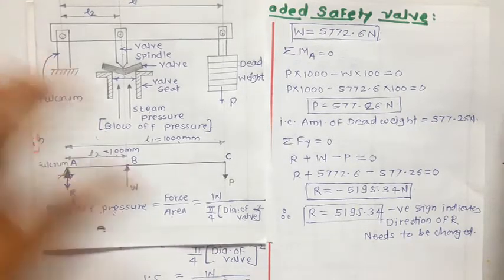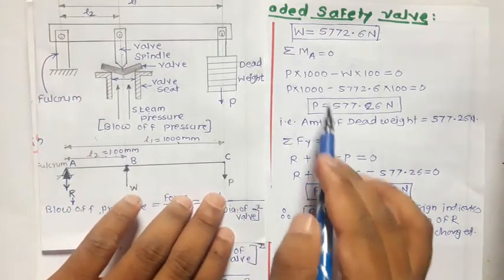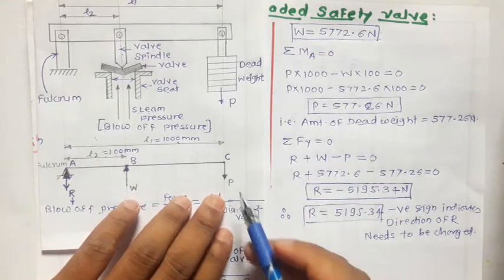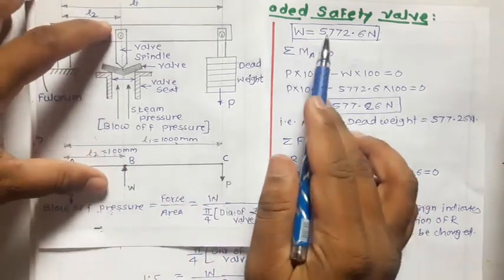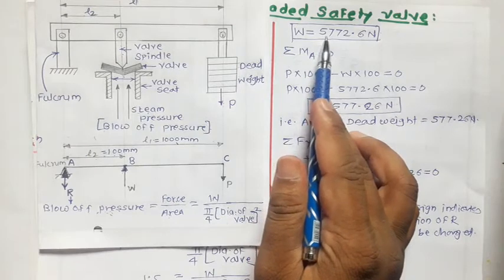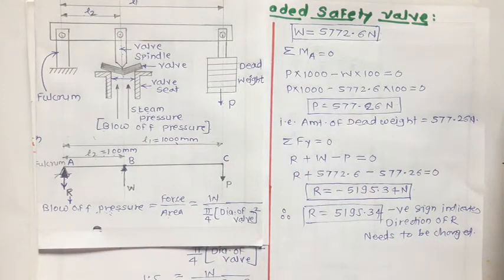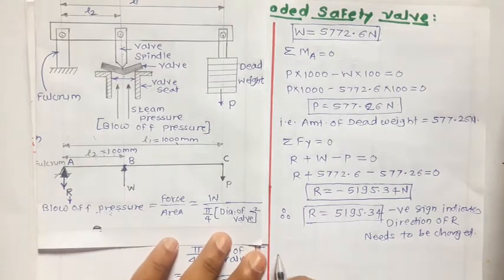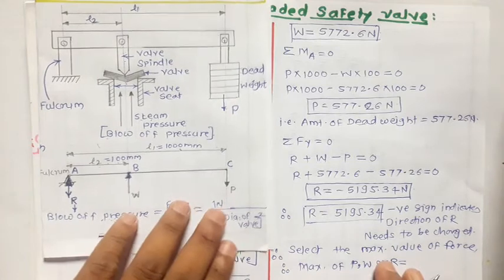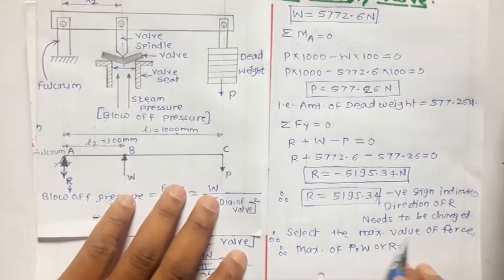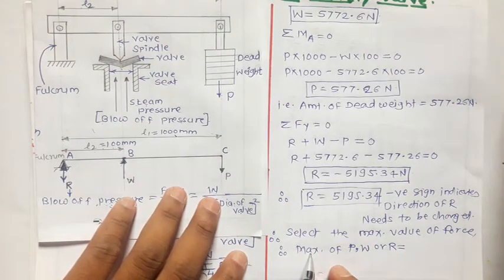So this is the calculation of P and R, and W we have determined from blow up pressure and diameter of wall. Out of these three forces, we have to select the maximum value of force for further calculation. So therefore we have to write one sentence: select the maximum value of force for further calculation.